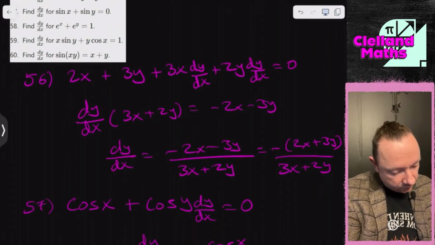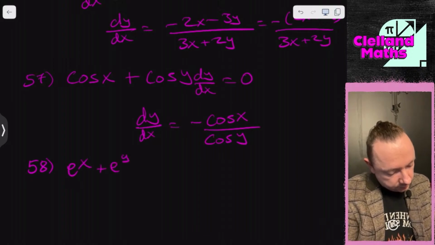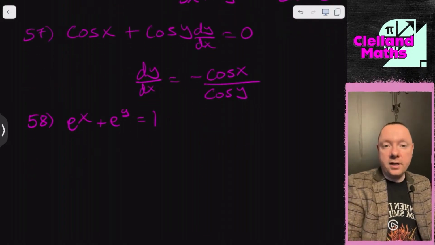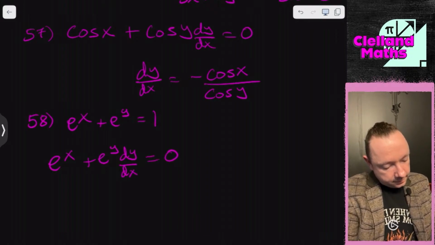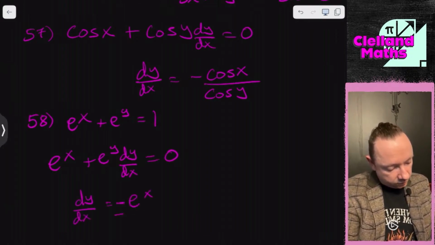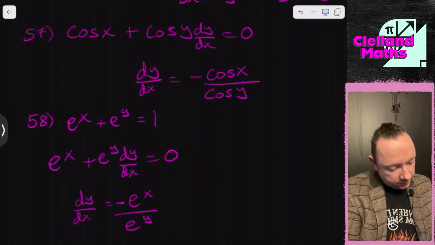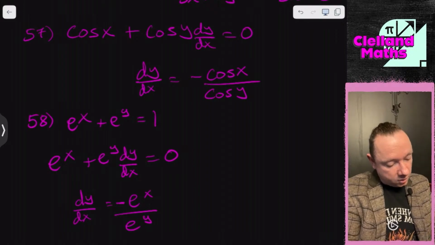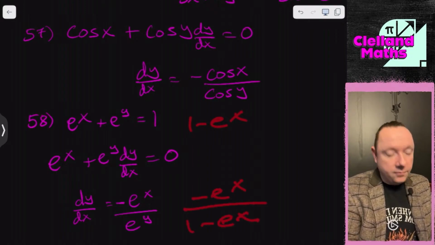58, e to the x plus e to the y equals 1. Well, e to the x differentiates to e to the x, e to the y differentiates to e to the y dy by dx, and 1 becomes 0. So we could say dy by dx is e to the x with a minus in front over e to the y. And we're done there. You can make that just in terms of x quite easily, by the way, because e to the y would be 1 minus e to the x. So you would get minus e to the x over 1 minus e to the x, if you preferred as well.